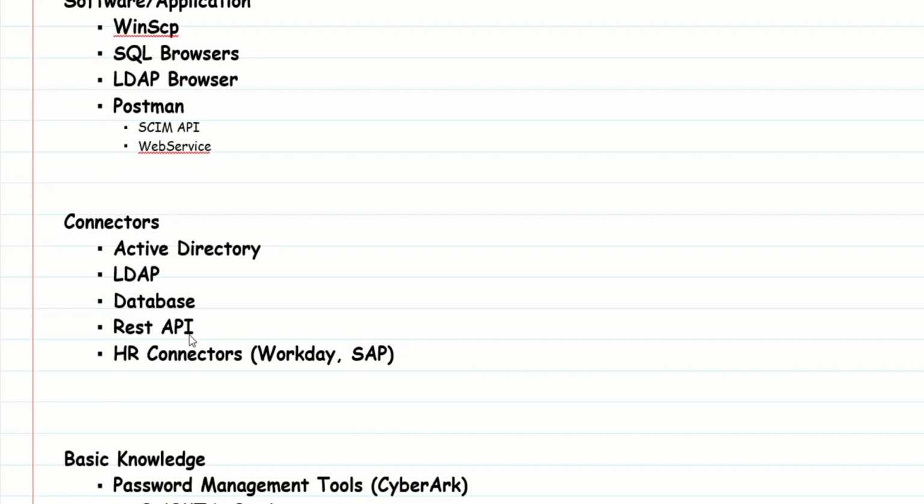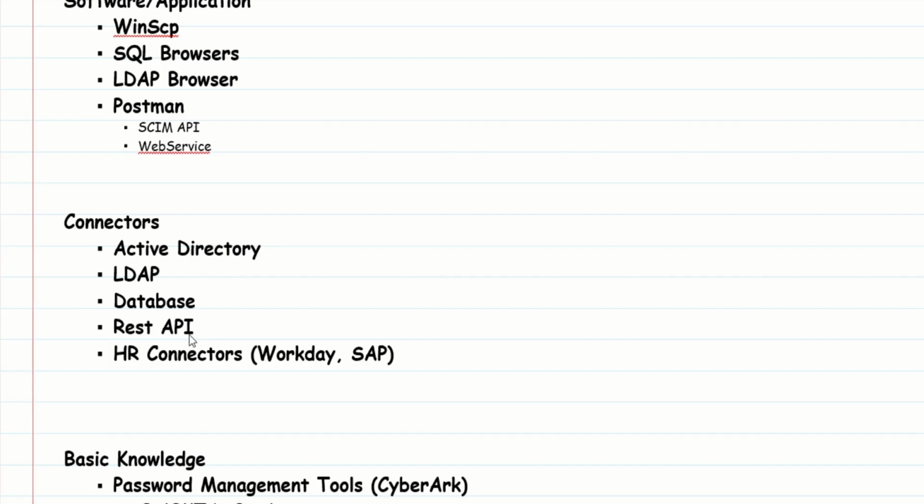Then you also need connector understanding, like Active Directory and LDAP: what is Active Directory, how the data is structured there, and the similarities between Active Directory and LDAP. Again, we have databases, like for the JDBC connector, either SQL or others. You need to understand what a relational database is and all.